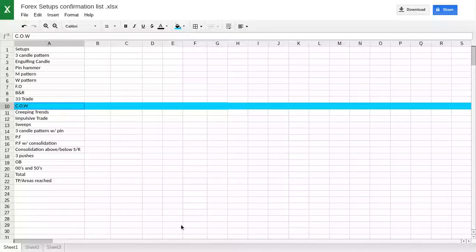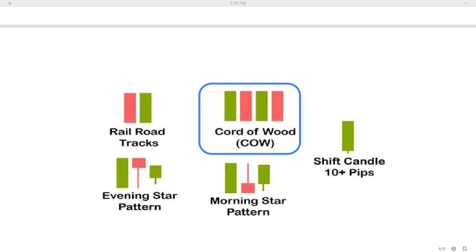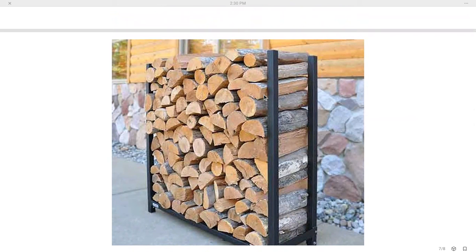Now, this is my confirmation list. I do have a couple of things on here. One of them that we're going to talk about today is the C.O.W. Also, it stands for cord of wood. This is what a cord of wood looks like. These candles right here. And if you look at it on your charts in the form of a line chart, a cord of wood actually forms a W or an M pattern, a double top or a double bottom, as some people call it. That's fine, whatever floats your boat. It's called a cord of wood because it really does look like a cord of wood.